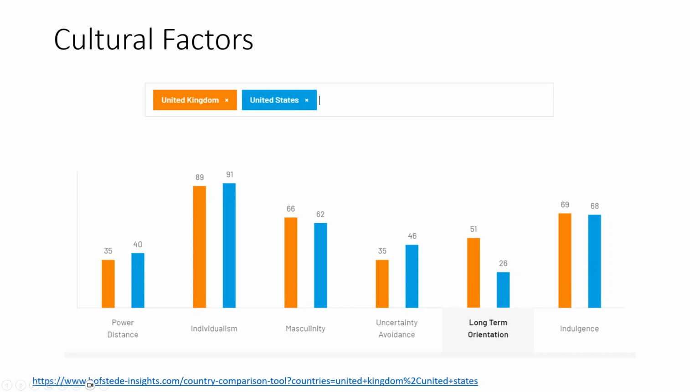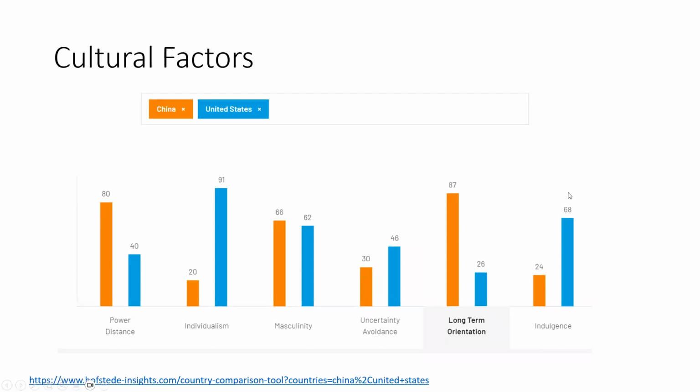And then indulgence, I just like to say, as the kids say, how high is your YOLO factor, right? You only live once. So the degree to which higher levels of indulgence mean you're going to indulge your desires and impulses more. So that's the culture that's closest to us.